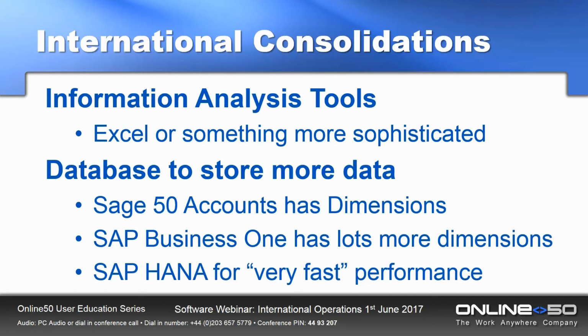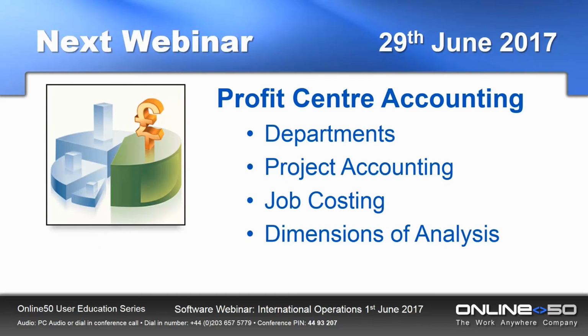So that touches on something we'll be exploring in more detail in our next webinar. I'll just mention that briefly. Profit Centre Accounting, we're going to be running that on the 29th of June, last Thursday of June. We'll be looking at how to look at profitability in different ways by departments, projects, stock items, and so on. In terms of international consolidations, if we have consolidated our international subsidiaries into a single data set, then we can use the same tools and techniques to analyse performance by the different subsidiaries.